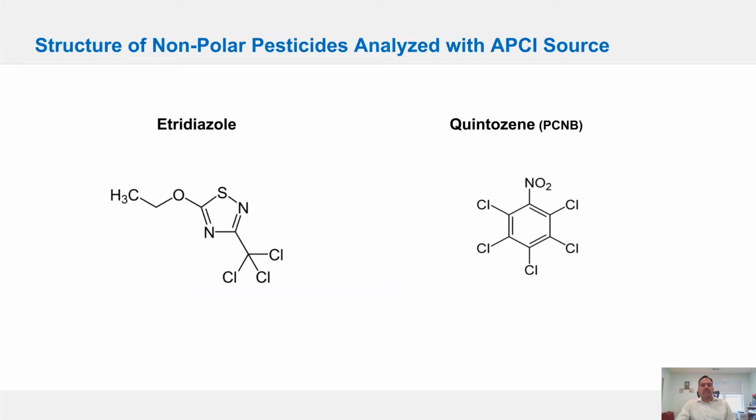So this slide shows the structure of non-polar pesticides analyzed using APCI ion source. If you look at the structure of these compounds, namely etridiazole and quintozene, you will notice that they are non-polar and halogenated, and therefore these compounds were only analyzed using GC-MS-MS in the past. Therefore, I'm very excited to show you the next set of slides because we can analyze these compounds using APCI ion source without the need for GC-MS-MS for this analysis.